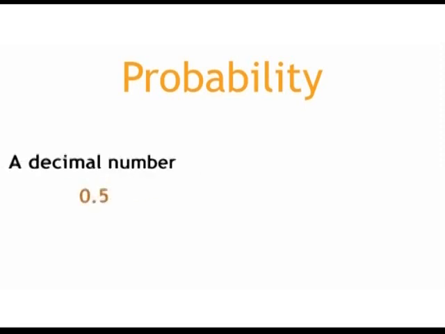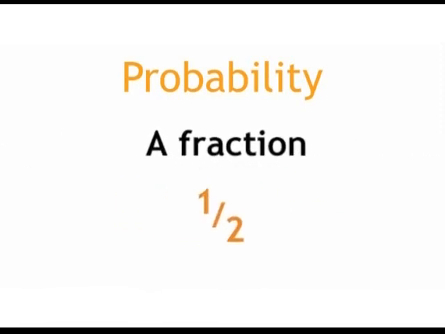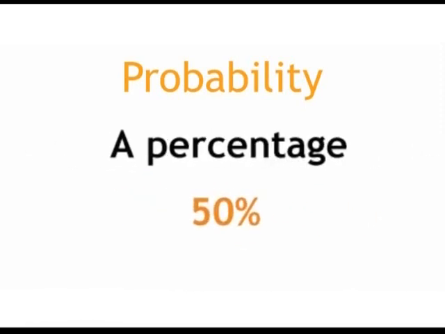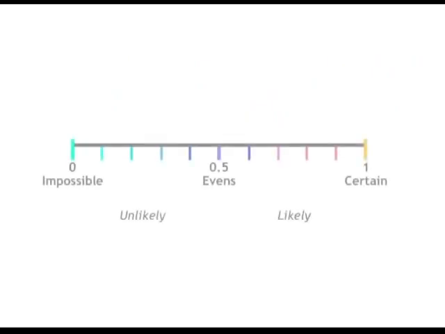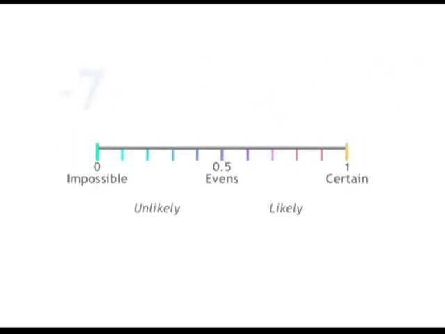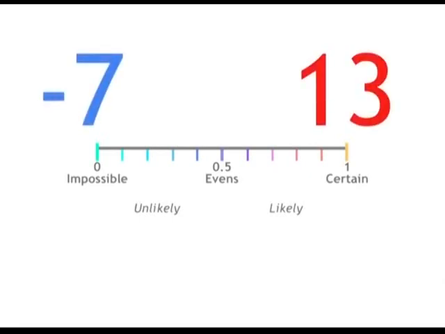Probability can be written as a decimal number, a fraction, or a percentage. But the key thing to remember is that probability can only have values from 0 to 1, including these values, or 0 to 100%. You should use these facts to check your answer when calculating probability. If your answer is less than 0 or larger than 1, then it is wrong.